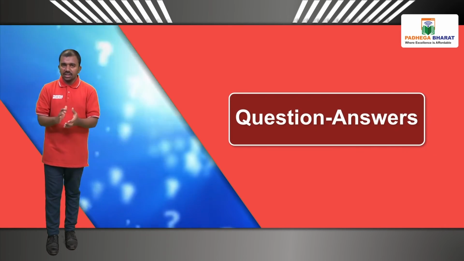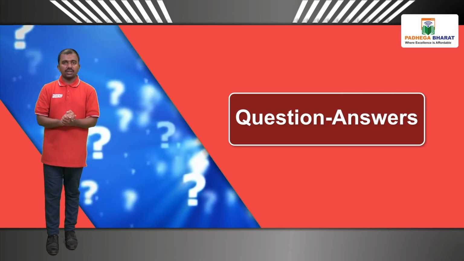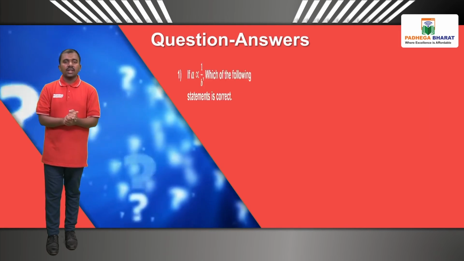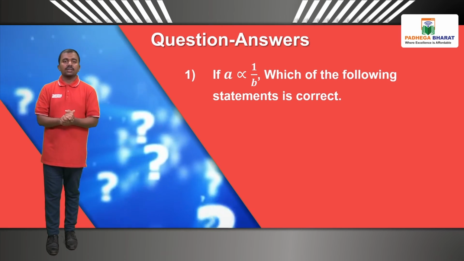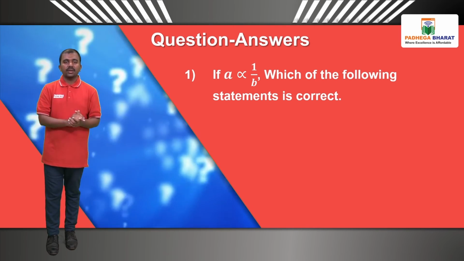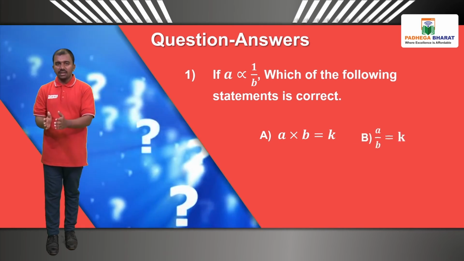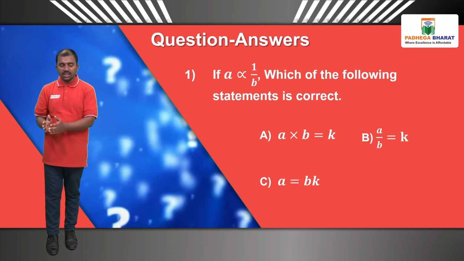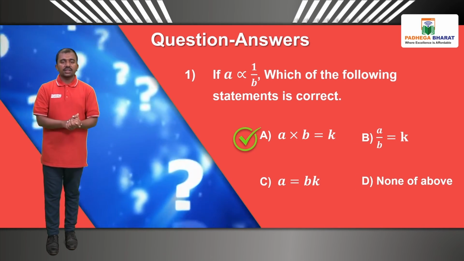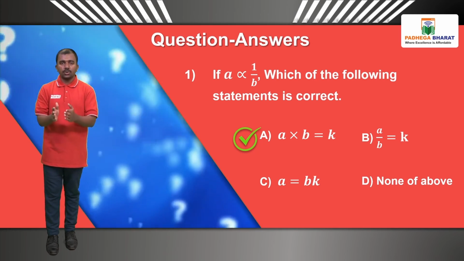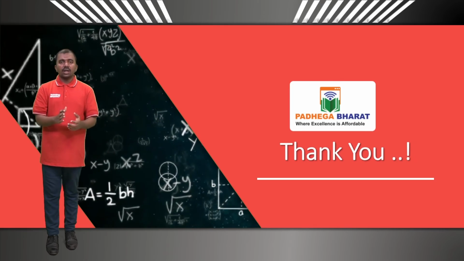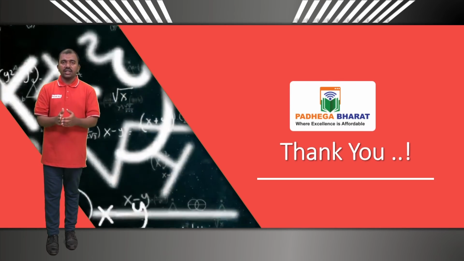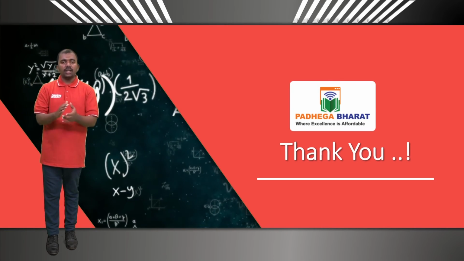Before ending the session, let me ask you a couple of questions. Here is your question number 1. If A is inversely proportional to B, which of the following statements is correct? Here are your options. Option A, option B, option C and option D. Yes, you are correct. That is, A into B is equal to K is the correct equation. That is option A.